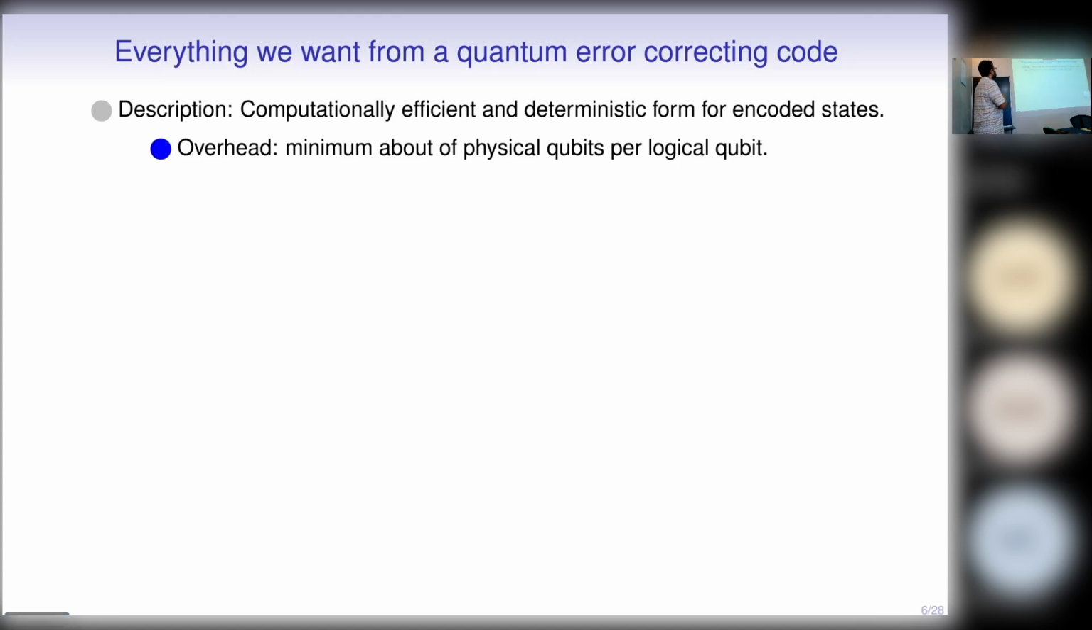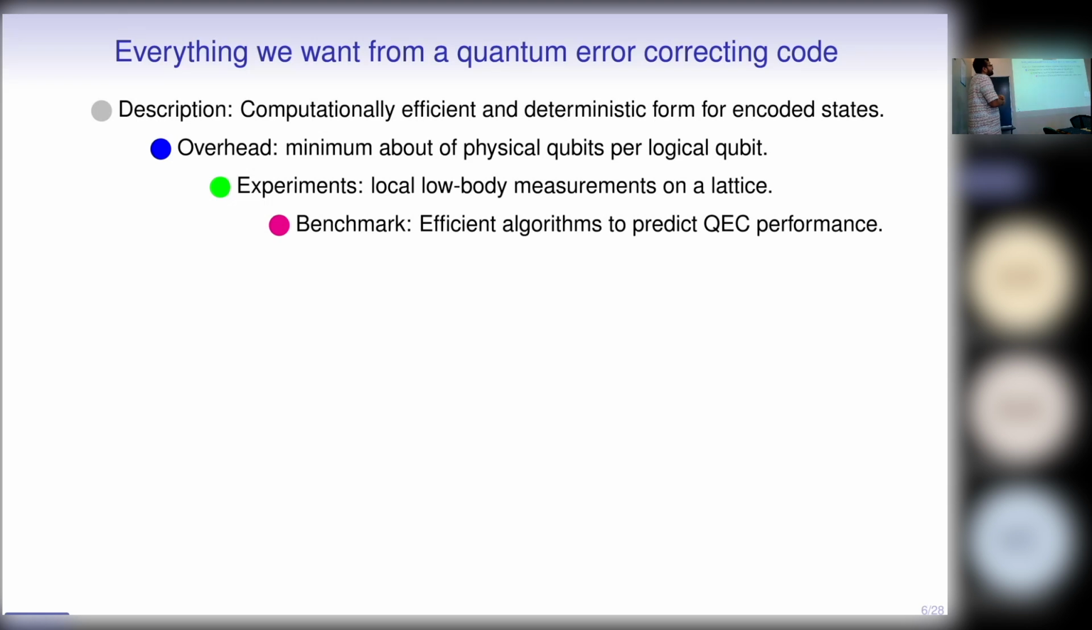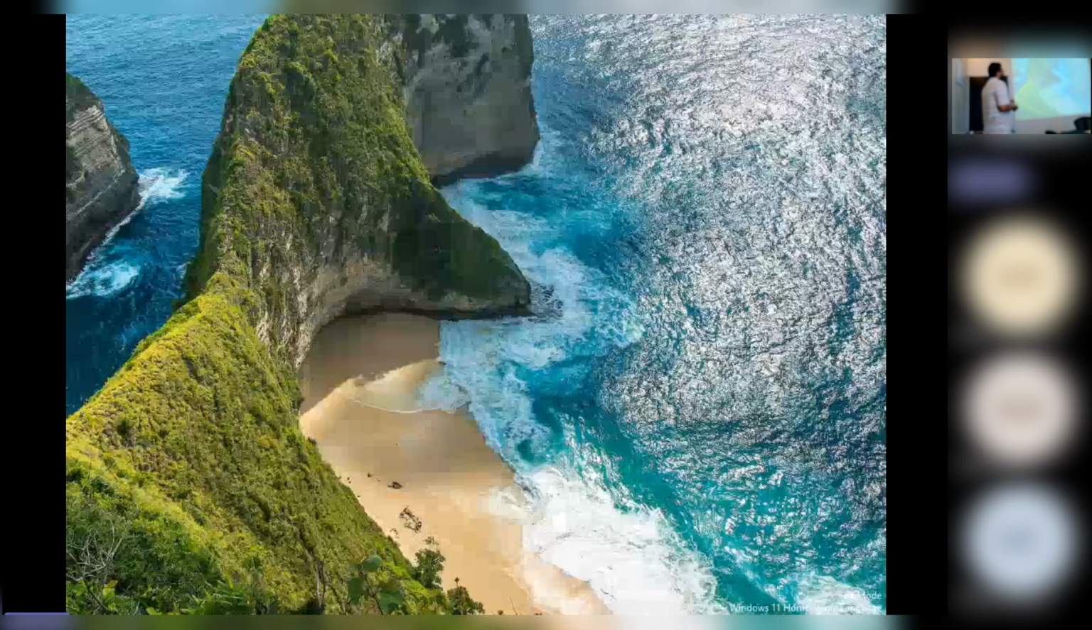That's one. The second is, of course, I don't want to add 100,000 physical qubits per logical qubit. I want to keep that overhead as low as I can. The third is, of course, I want it to be easily accommodated in experiments, which means at some point, these things should be written down by Hamiltonians that have low body interactions. We'll come to that in a while. And we want efficient classical simulations of this entire quantum error correcting process.